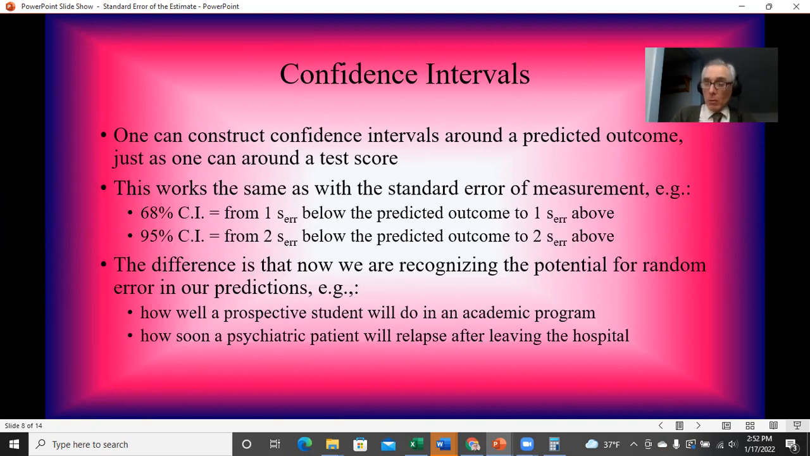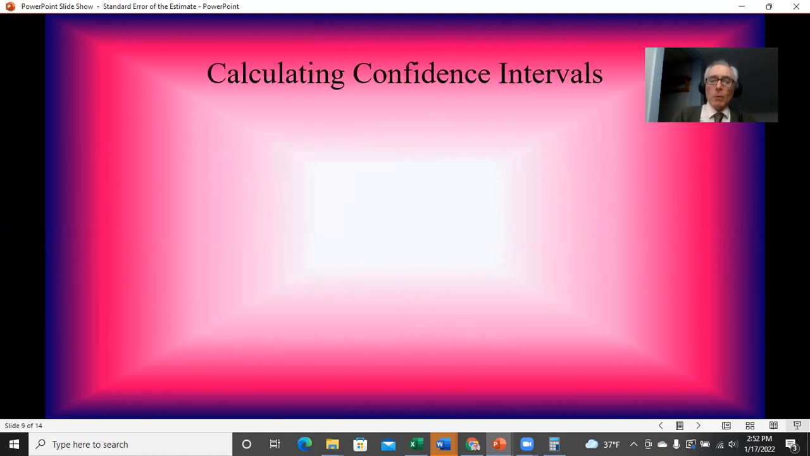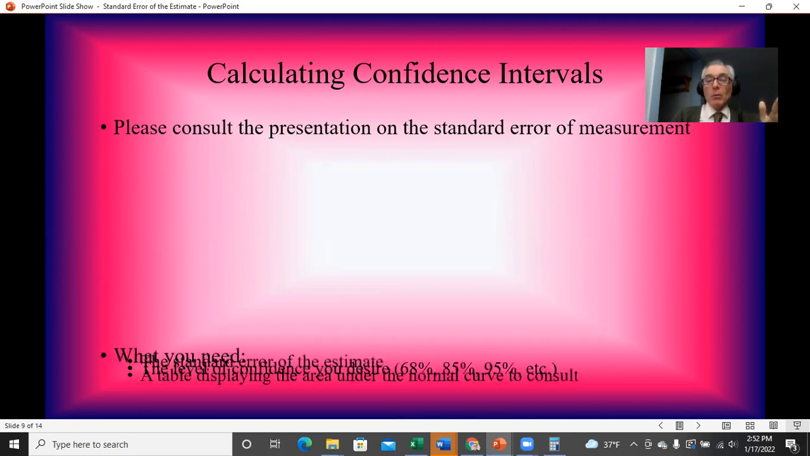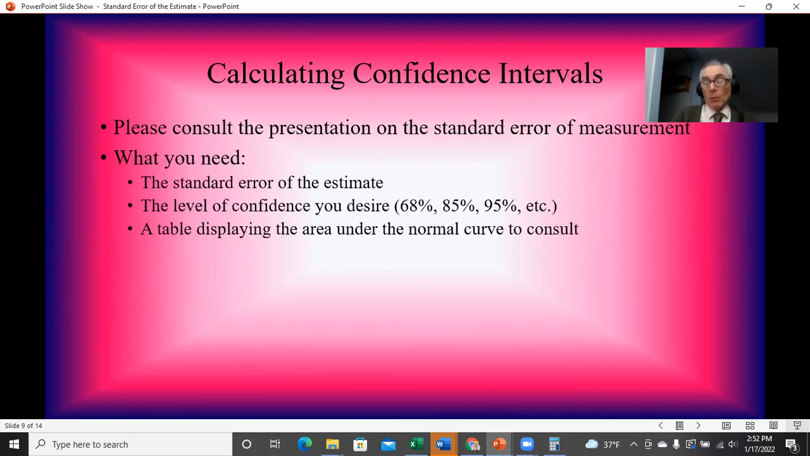So how well will you do in law school? How soon will this patient relapse after discharge from the hospital? Those sorts of questions. Calculating them, look, it's exactly like doing it with the standard error of measurement. So I'll walk through it real quickly, but for more detail, there's a presentation on that you can review. You just need the standard error of the estimate, how confident you want to be, that's your choice, and the table displaying the area under the normal curve so you can look it up on the table.